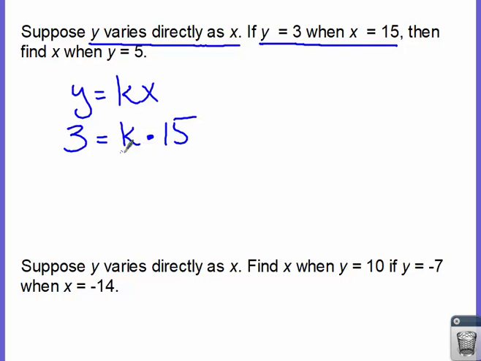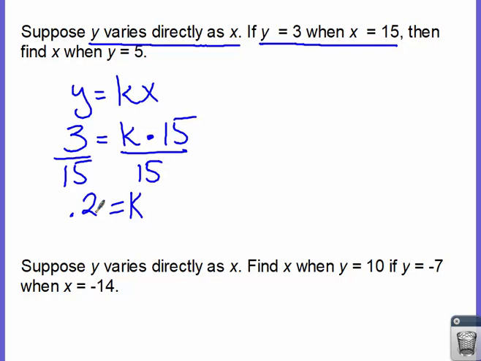So to get k by itself, I divide by 15 because I have a multiply by 15. And if I do that to one side, I must do that to the other. So we end up with k is equal to, and if you do 3 divided by 15, you find out that that's 0.2 or 1/5. So that's my constant of variation. That's my slope, in other words. Or later on, you're going to find out that that's our scale factor.